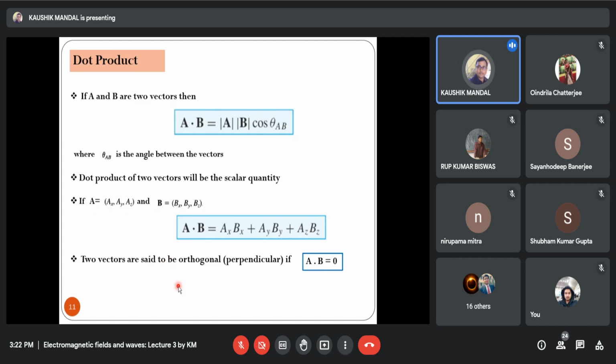Now if we consider the dot product of two vectors that are orthogonal to each other, orthogonal means they are perpendicular to each other. They are perpendicular to each other, so what will be the value of theta? 90 degrees. Now in this equation, cos 90 is 0, so A dot B will be equal to 0. So the dot product of two orthogonal vectors will always be 0.